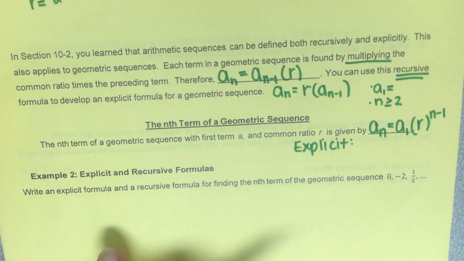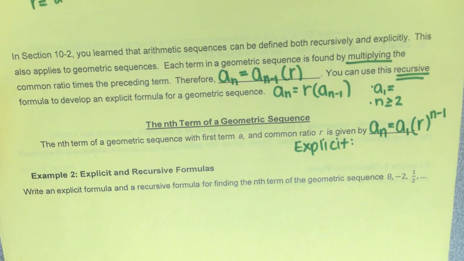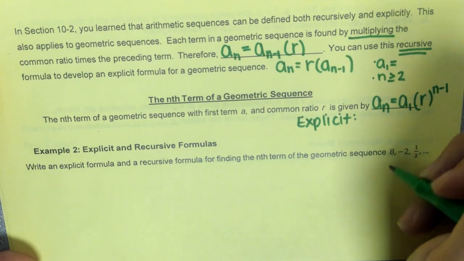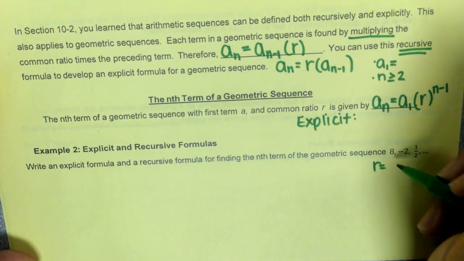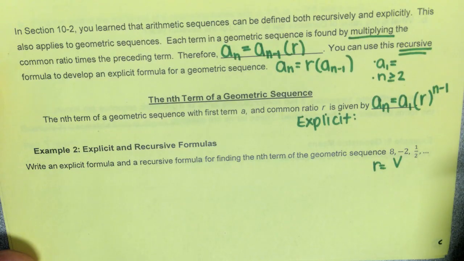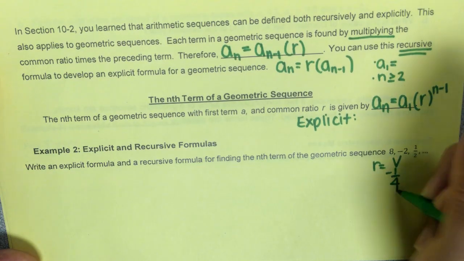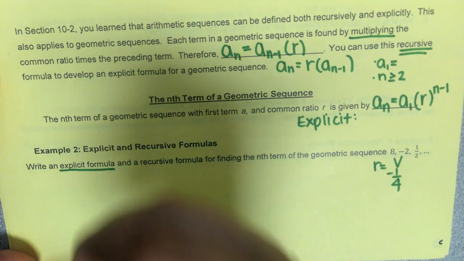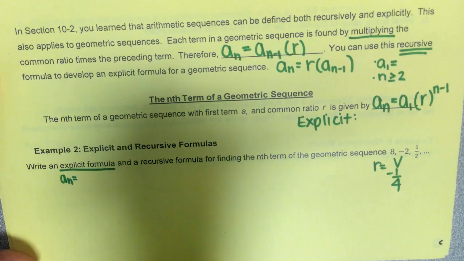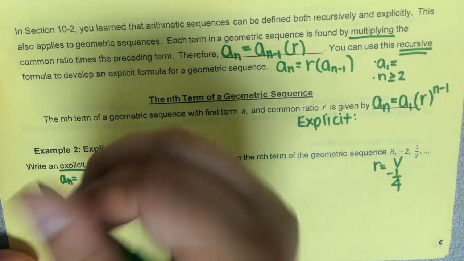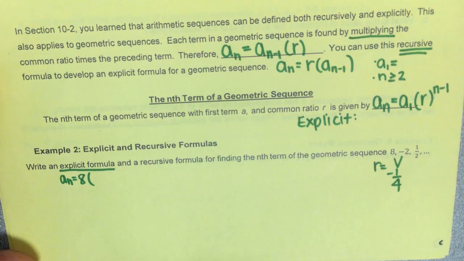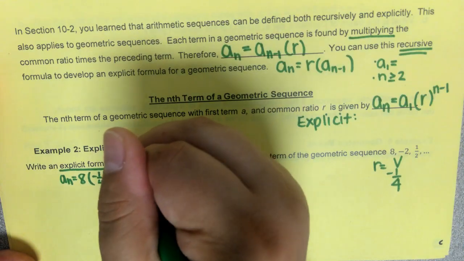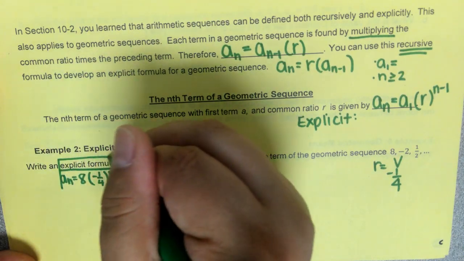So, for example 2, this is the exact same sequence we had above. What was our r here? Do y'all remember? Negative 1/4. So what is my explicit formula going to be here? A of n equals a of 1, which is 8, times negative 1/4 to the n minus 1.